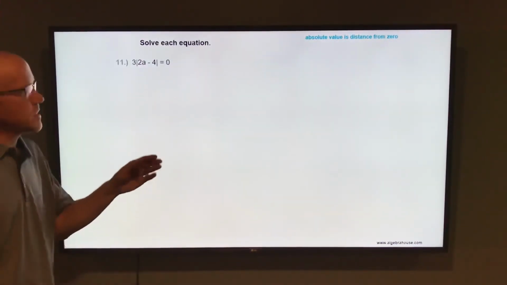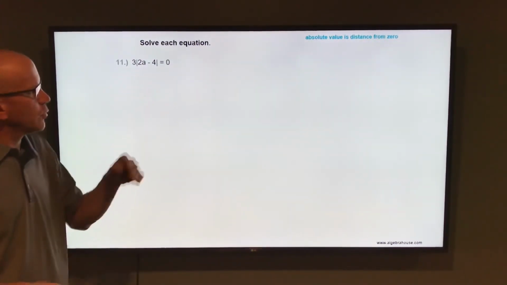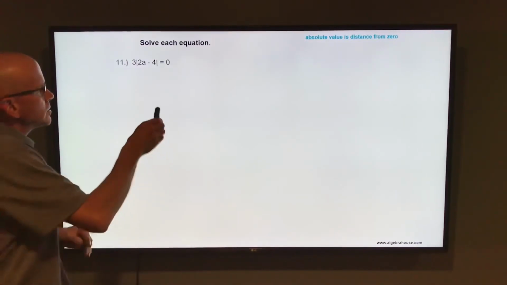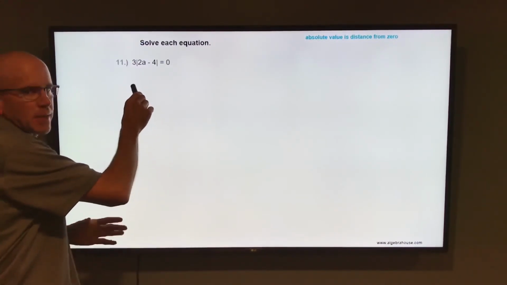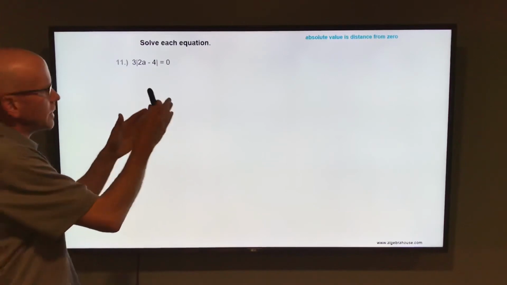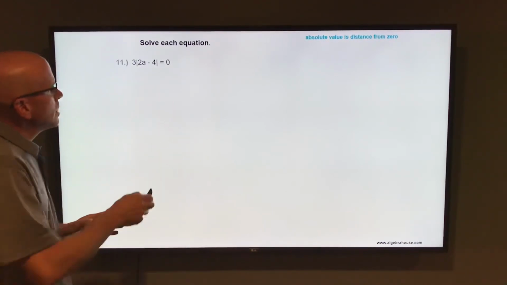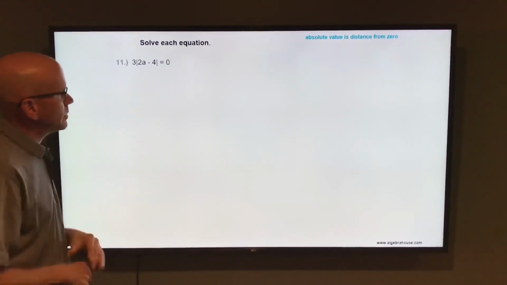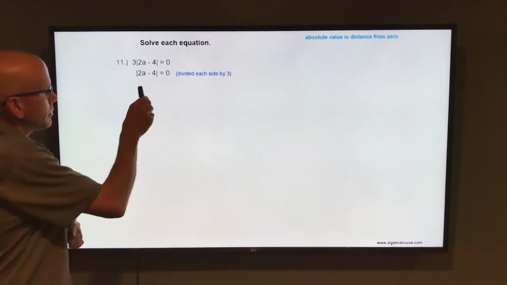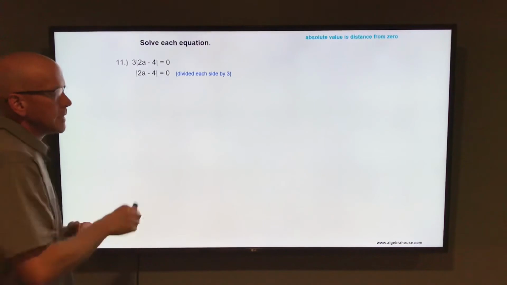Here we have 3 times the absolute value of 2a minus 4 is equal to 0. So that 3 out in front of the absolute value sign needs to be moved to the right side. We need to isolate the absolute value, get everything else to the other side. So to move that 3 to the other side, we would divide each side by 3. We end up with the absolute value of 2a minus 4 is equal to 0.